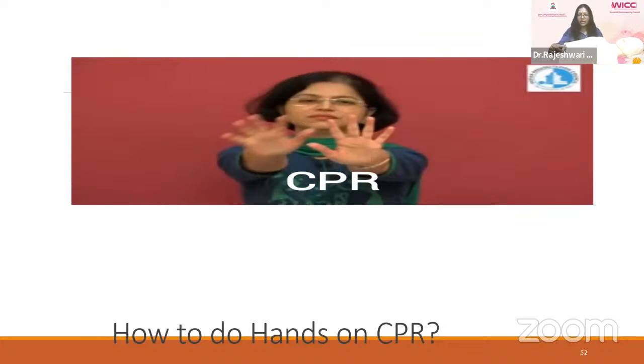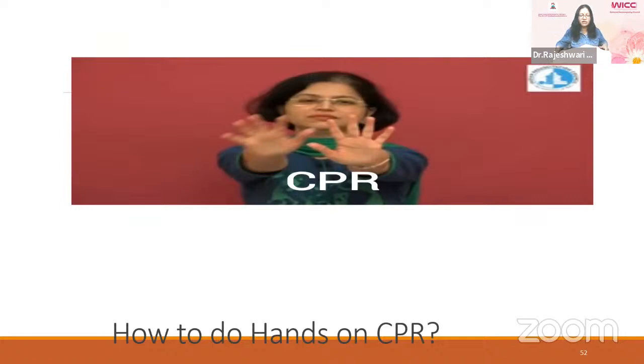So that will show that you are giving. For practice also, this one is good, so that you come to know you are giving the right type of compression. For that we use this practice mannequin. And also there is an airbag. So when you give the rescue breath, when you do the mouth-to-mouth resuscitation, you will see the chest will rise. This part will rise. That is what usually happens when we give the CPR.